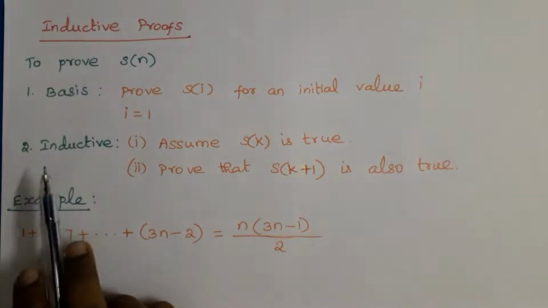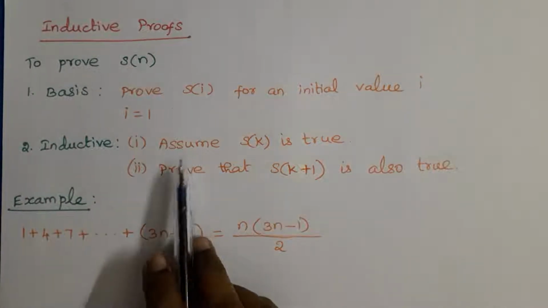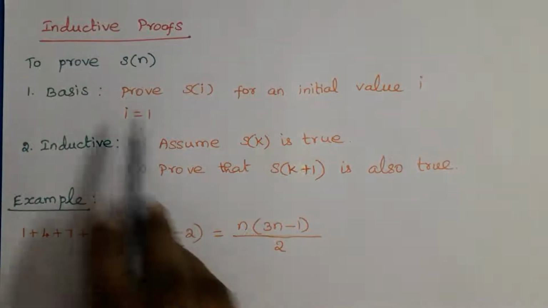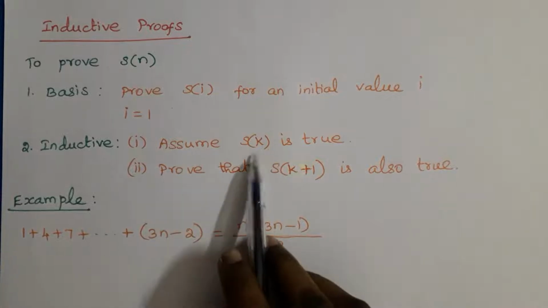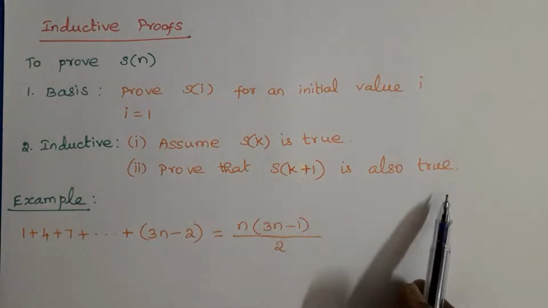So in the basis case, we have to prove the statement for some initial value. Then we have to prove the inductive step. This is a recursive step. In the inductive step, we have to assume that S of k is true, that is, the first k terms are true. So assume S of k is true. Then we need to prove that S of k plus 1 is also true.